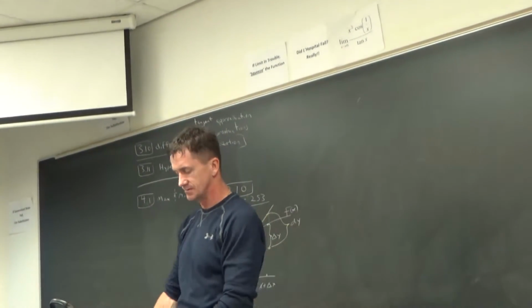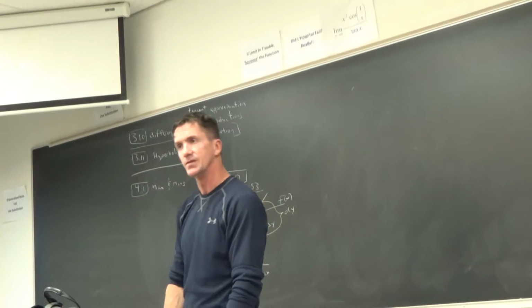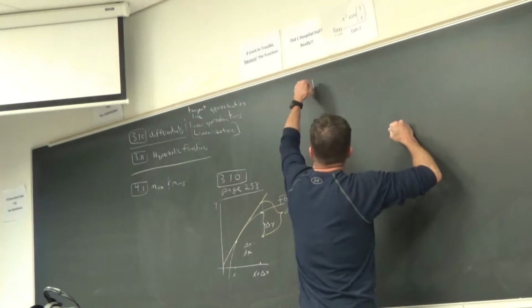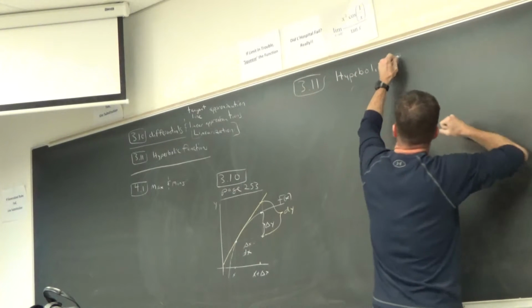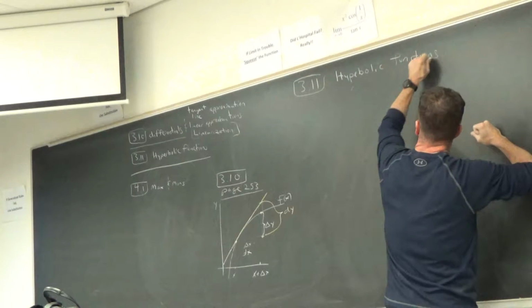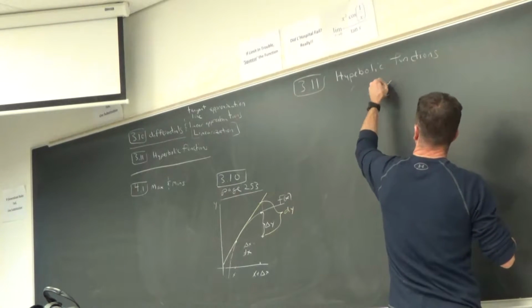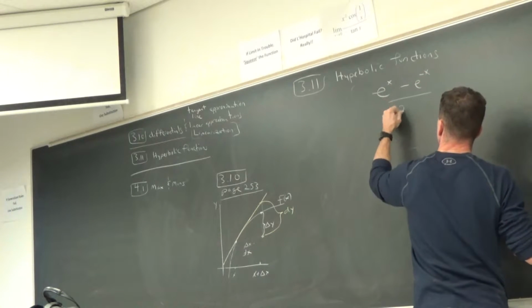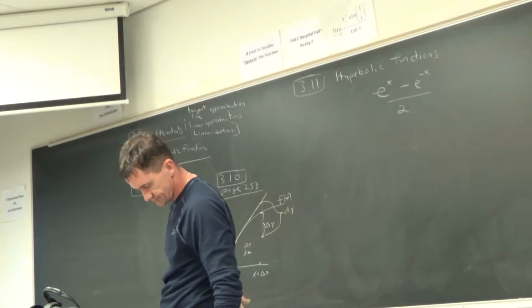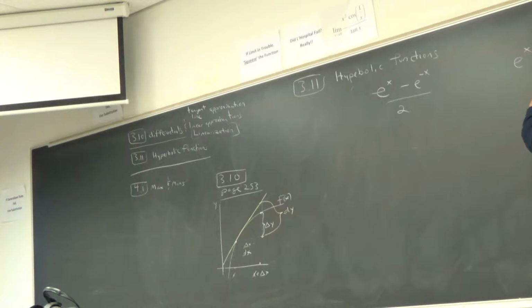All right, hyperbolic functions. Here they are. They're on page 257, and they're called the hyperbolic functions. Some of these you might make up your own names for. I'm serious. Here's one of them: e to the x minus e to the negative x over 2. The other one: e to the x plus e to the negative x over 2.